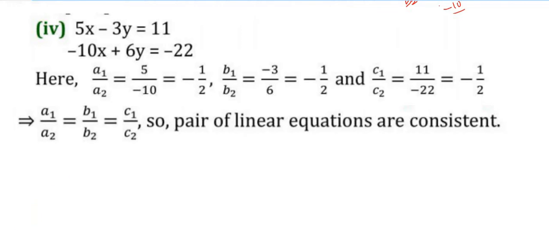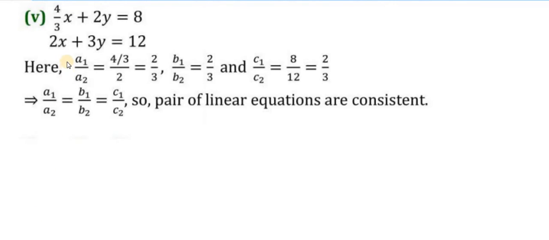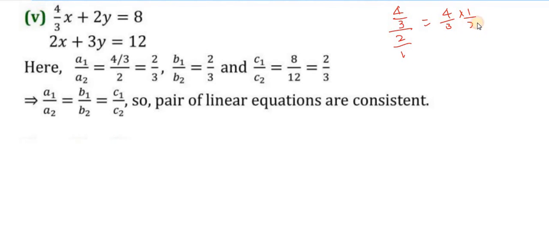Okay, so next problem. The next problem is 4 by 3 x plus 2y is equal to 8 and 2x plus 3y is equal to 12. So here a1 by a2 is equal to 4 by 3 divided by 2, which is 4 by 3 divided by 2 by 1, which is equal to 4 by 3 into 1 by 2. So 1 twos are 2, and the answer is 2 by 3. That is a1 by a2.